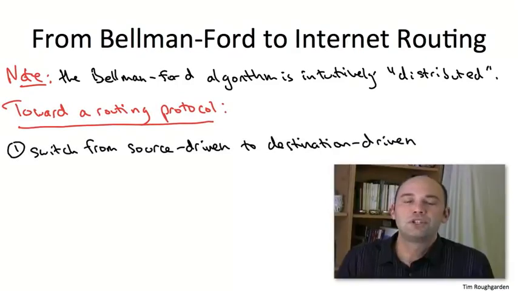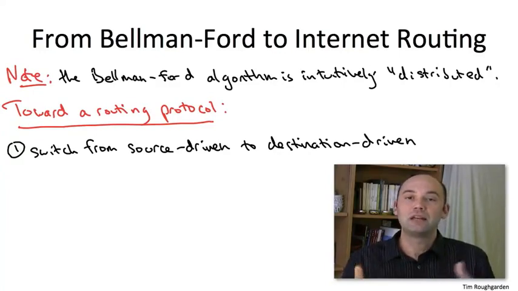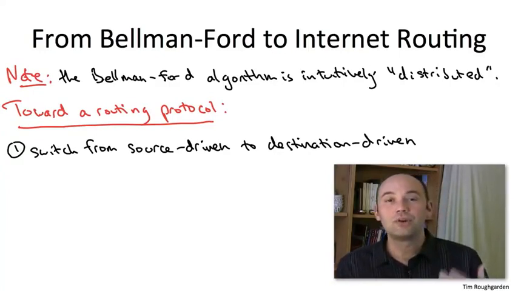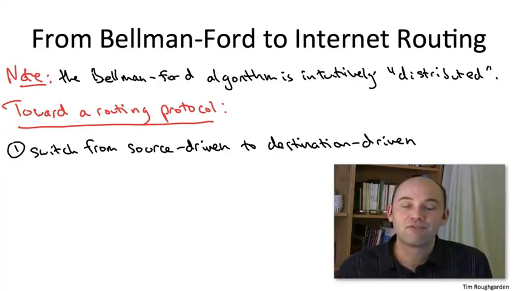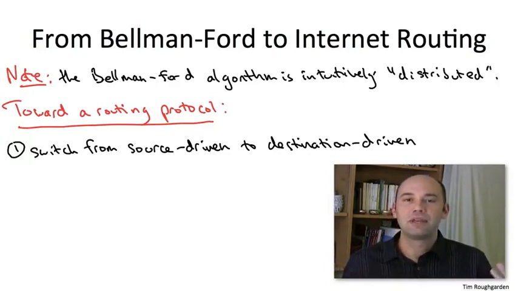The first and simplest modification to the algorithm is motivated by the fact that routing in the internet is destination driven. Given a piece of data floating around in the internet, you really don't care that much where it came from. What you really care about is where it needs to go. Right? It's exactly the same thing as with snail mail, the way it gets routed around the globe.